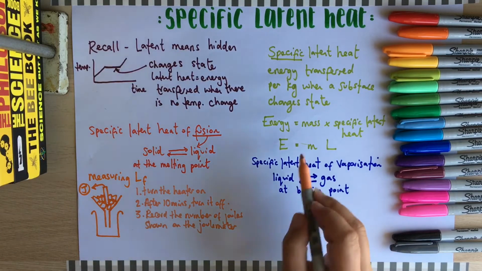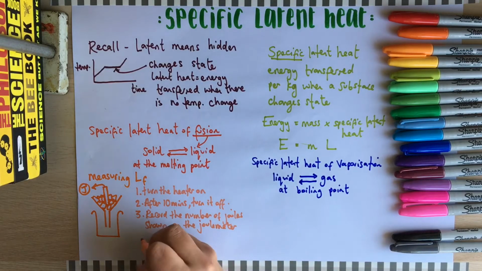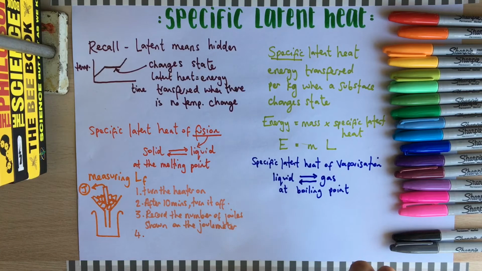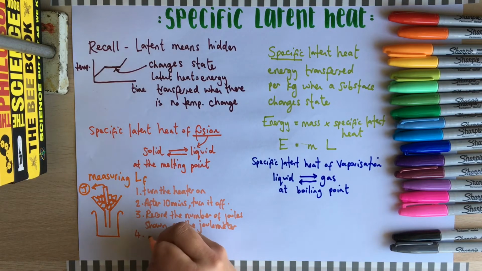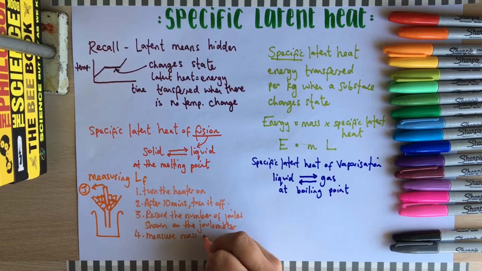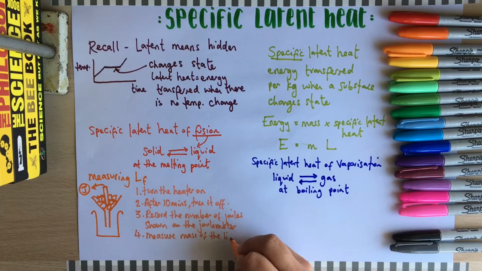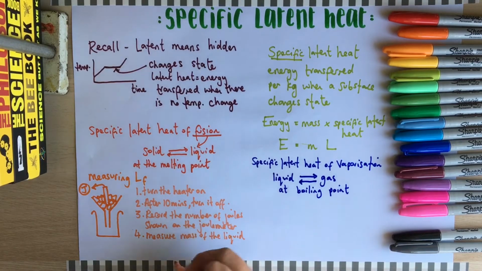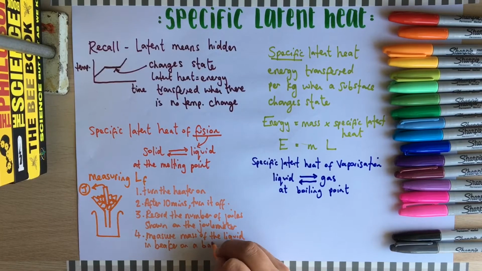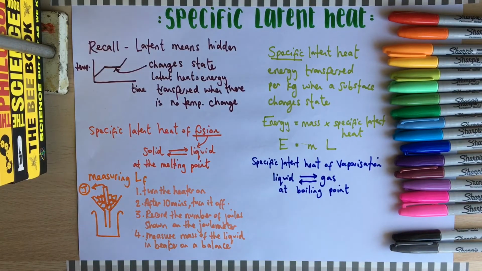Okay. The other thing I need to know is M, which is the mass, and we should know that mass is measured on a balance. So we could say measure the mass of the liquid in the beaker on a balance. So two things to note about this. How do we measure a liquid that has been collected in a beaker? Because surely it's going to measure the beaker as well.